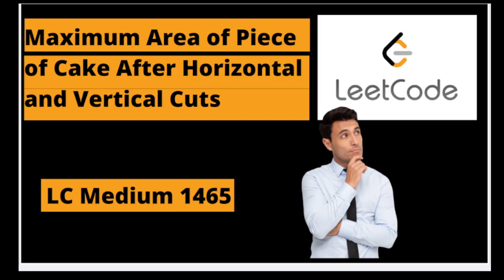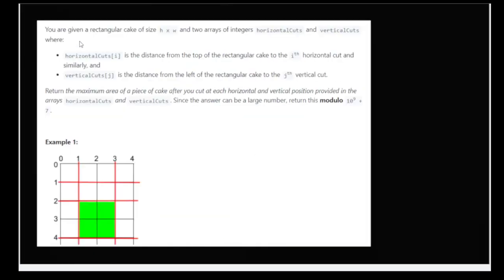Okay, so let's see what the question has. The question says you are given a rectangular piece of cake with height and width. You have two arrays, that's horizontal cuts and vertical cuts. Horizontal cut tells the distance from the top of the rectangle at ith cut, and vertical will tell you from the left of the jth cut. Now we have to return the area of a piece of cake at each horizontal and vertical position provided, and we have to find the maximum of all this. It could be a large number, so we need to give the answer in modulo.